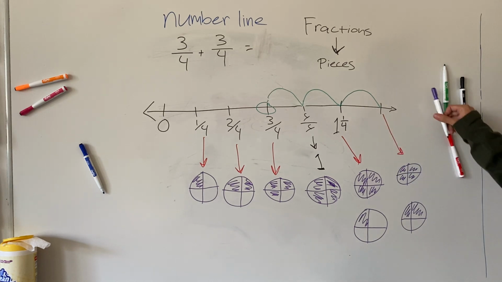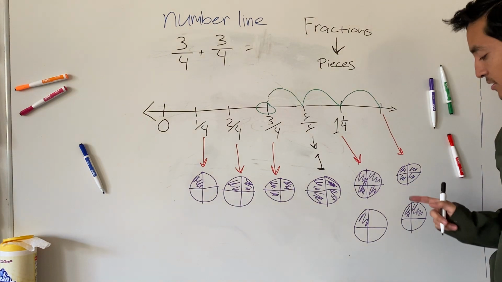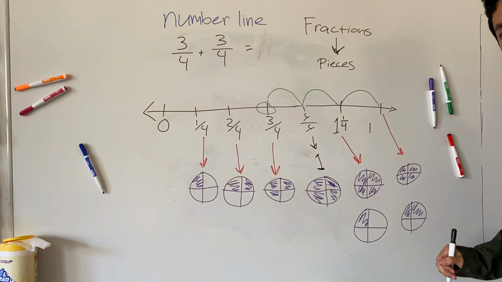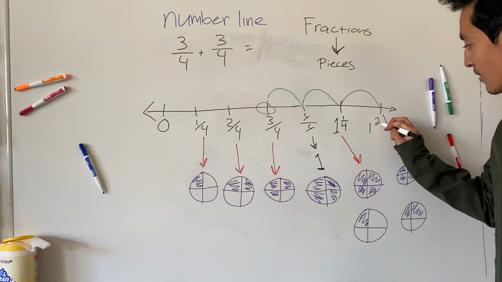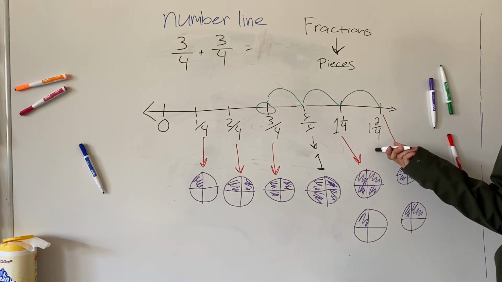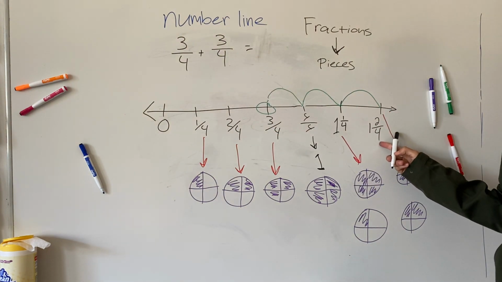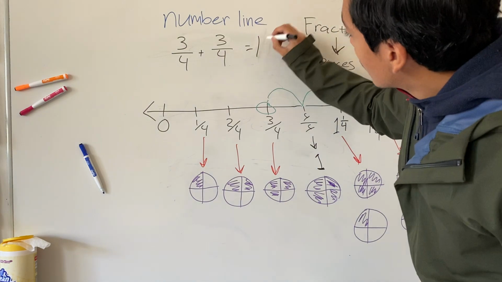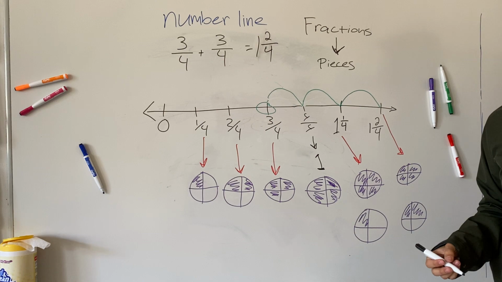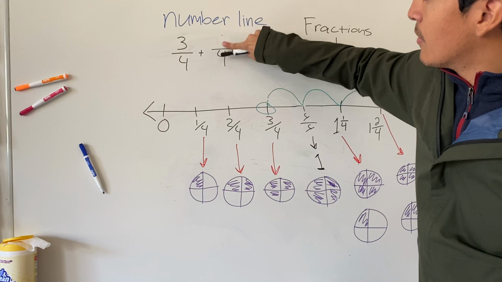So now let's take a look and see what numbers I have. What's going to be my number here? Well, how many whole numbers do I have? 1. And what's my fraction of this one? I have 2 pieces, so 2 pieces out of 4 total. So now look, now I constructed a number. Now I know that 3/4 plus 3/4 is what? 1 2/4. And that's it.